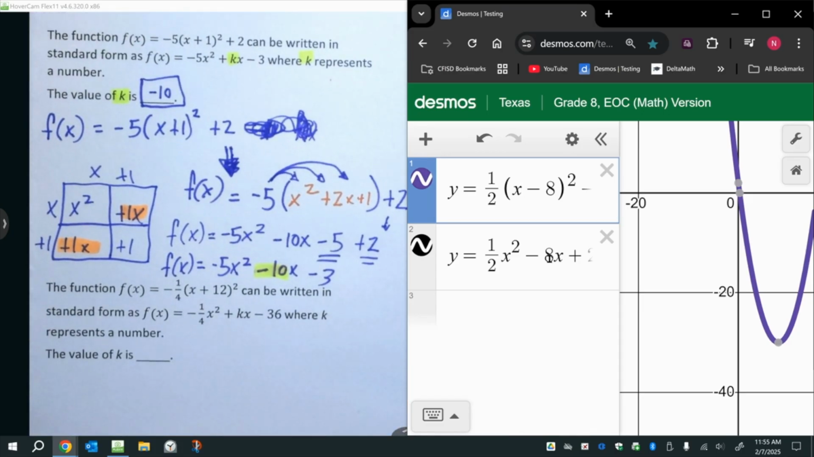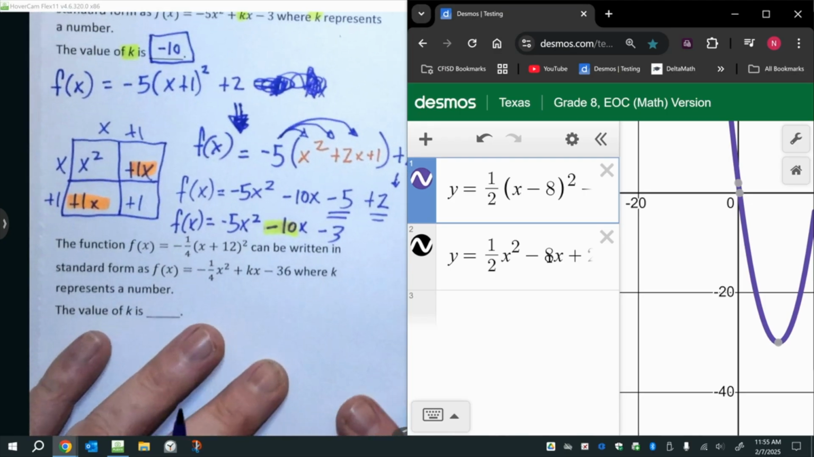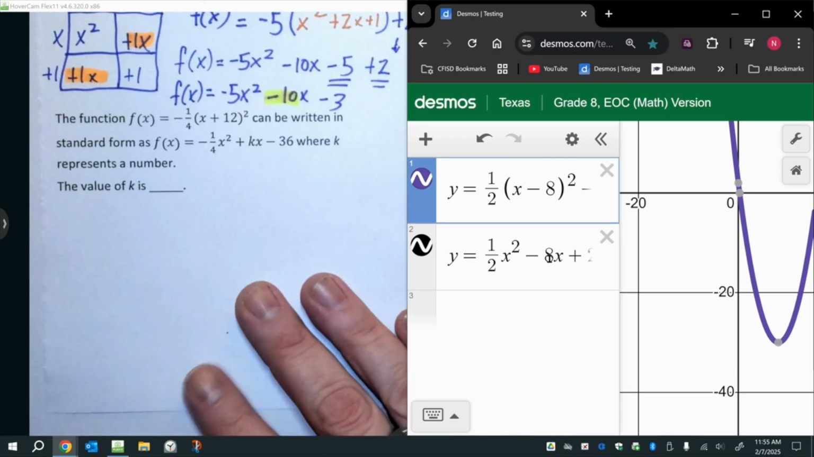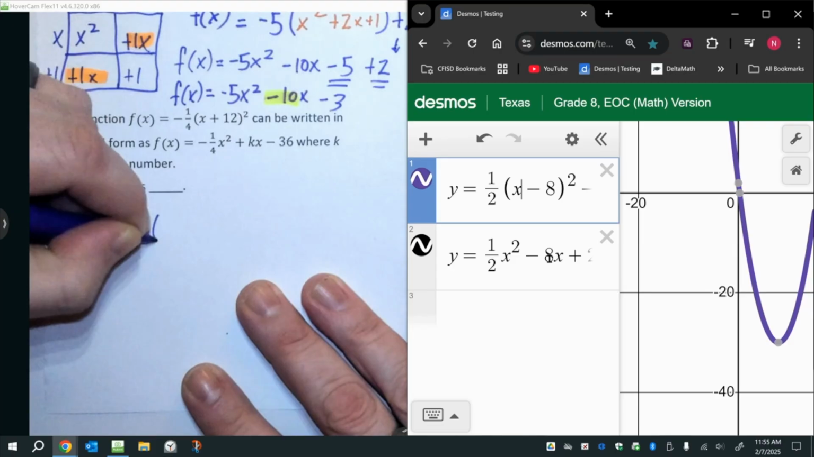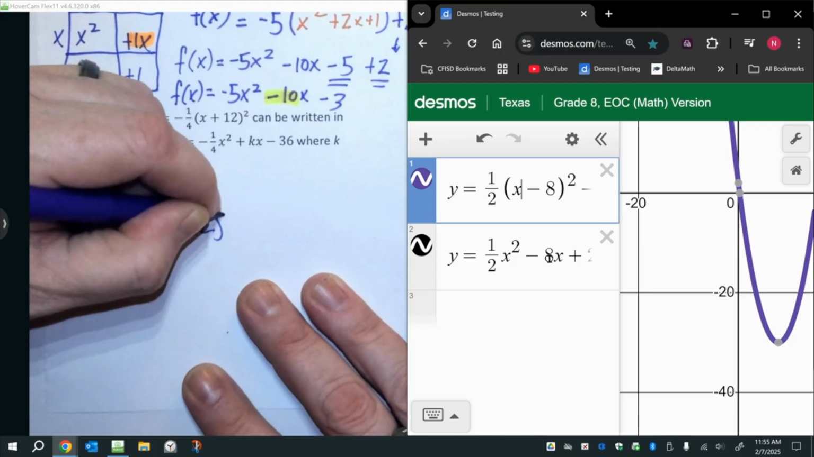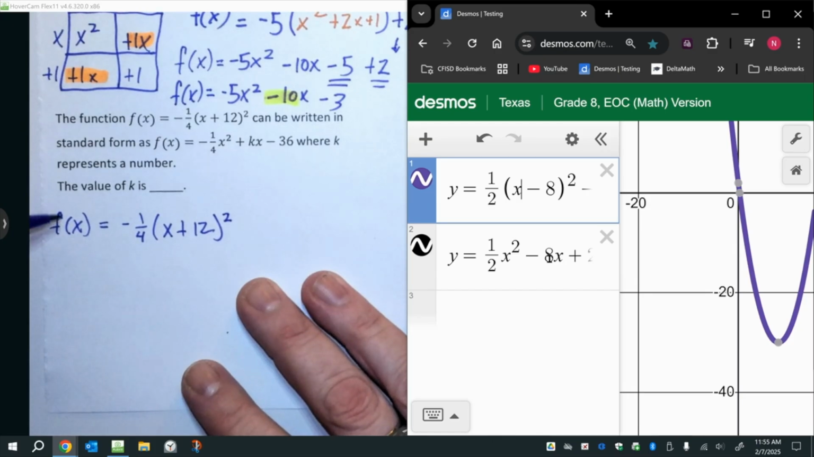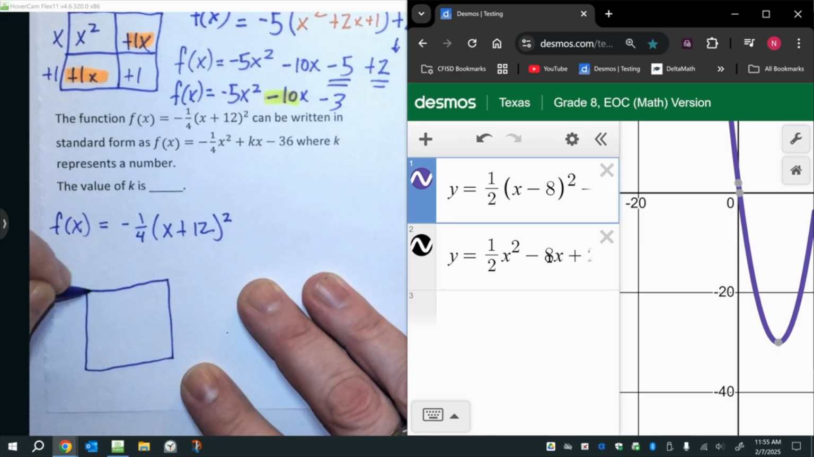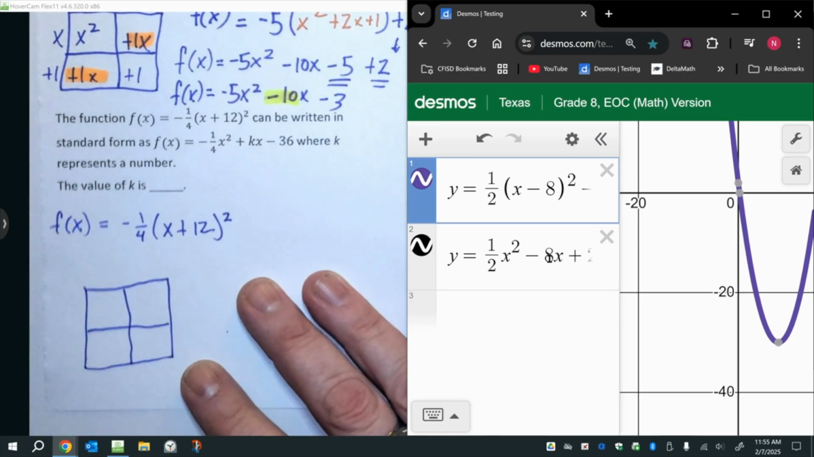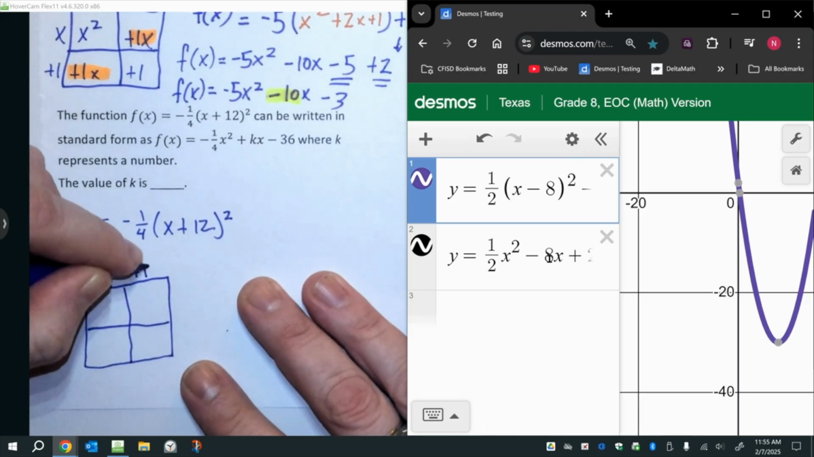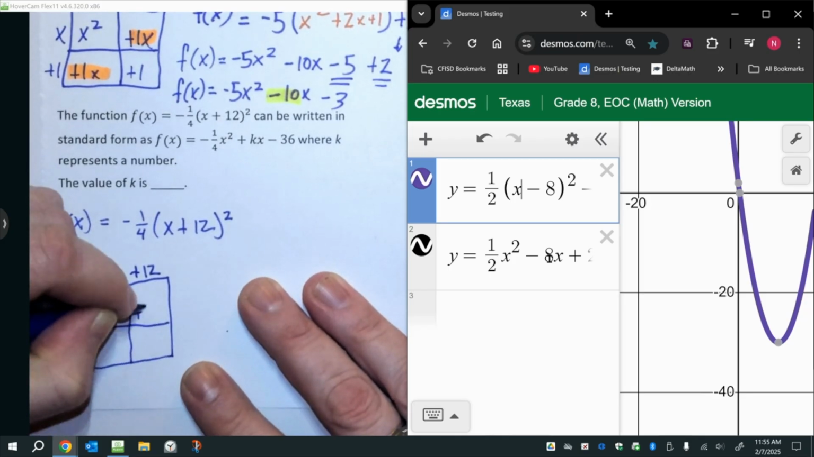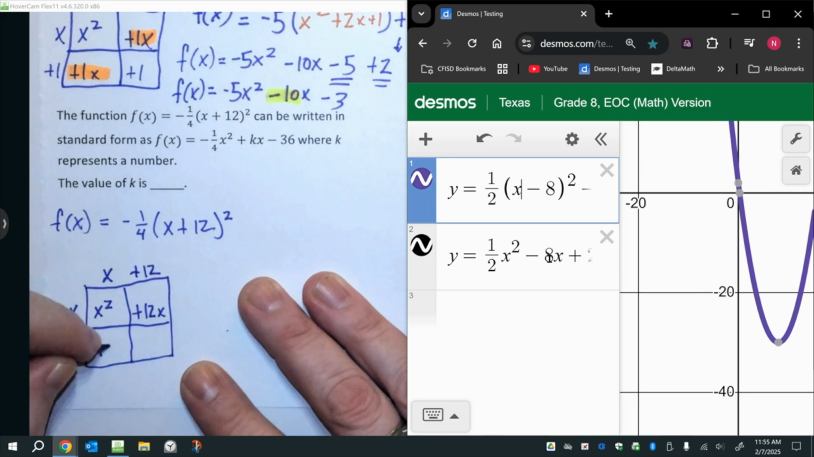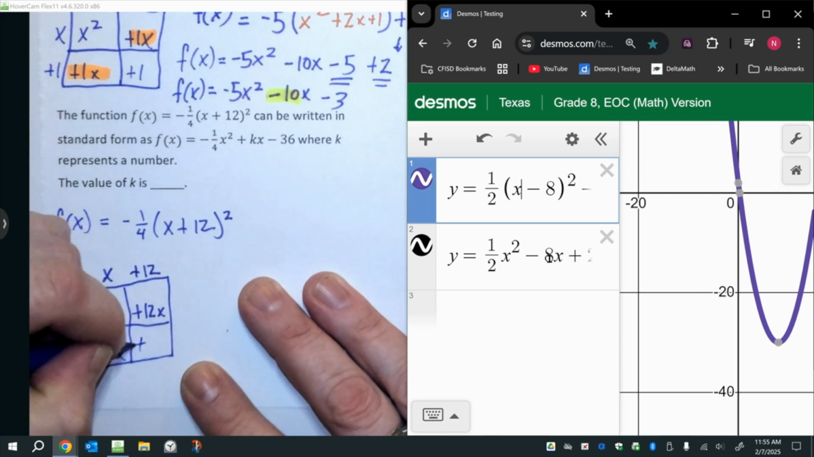All right, the next one's very similar to that. We'll take a look at it real quick, so that way you have another good example. So here we go. We have f of x equals negative 1 over 4 times (x plus 12) squared. Okay, and so now we're going to use our box. So we have x plus 12, x plus 12, x squared, 12x, 12x, 144.